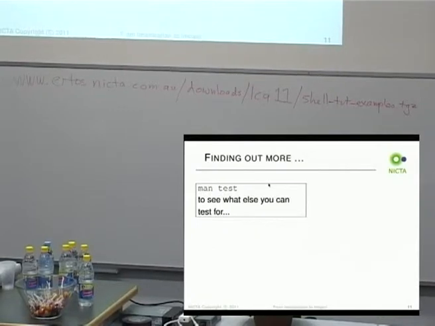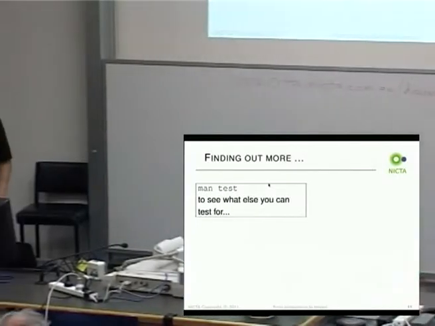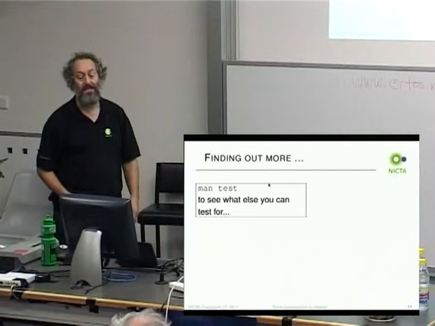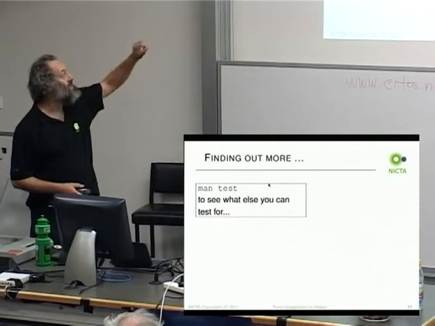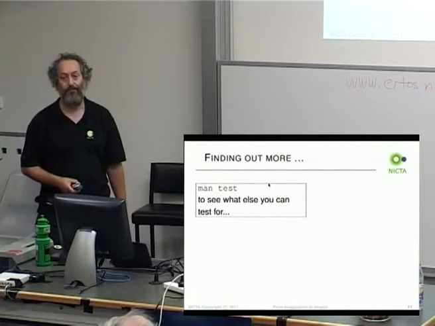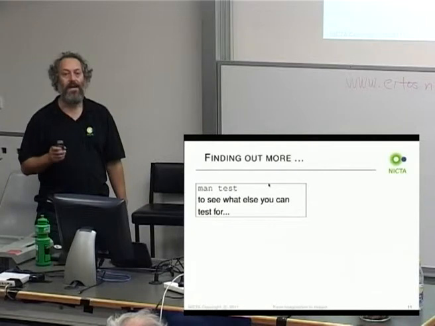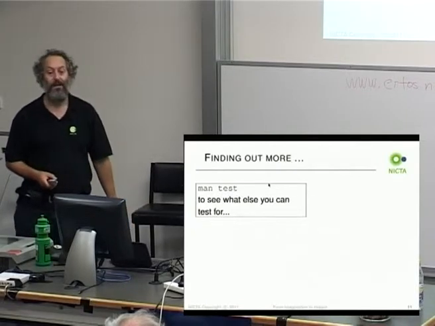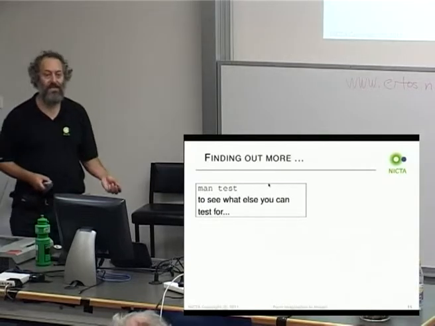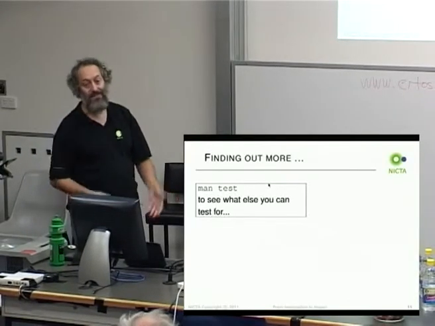Because shells mostly glue other things together, you need to be able to find out about those other things. The shell, the manual is your friend. If you type man test, you can see all the other things you can test for. In Bash? Test is built in Bash, but it's also available as a separate program. There are some subtle differences. If you're using BusyBox shell, it's not built in.